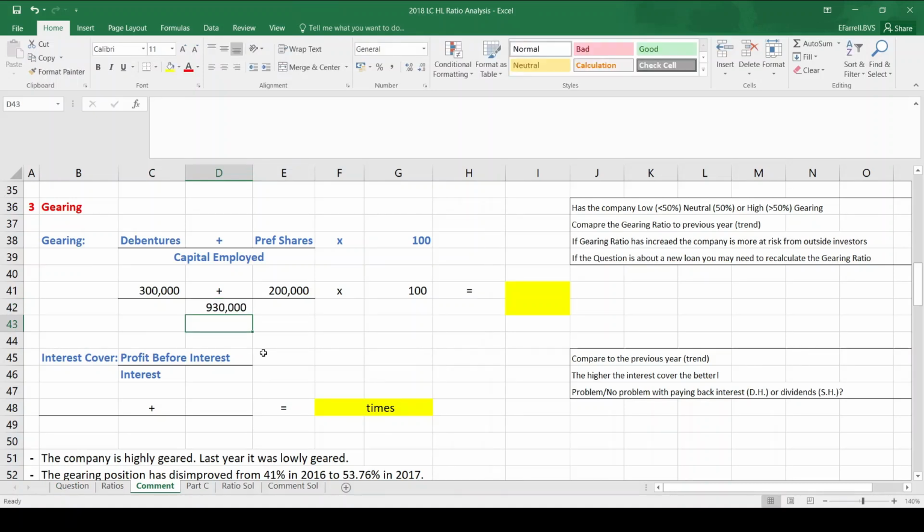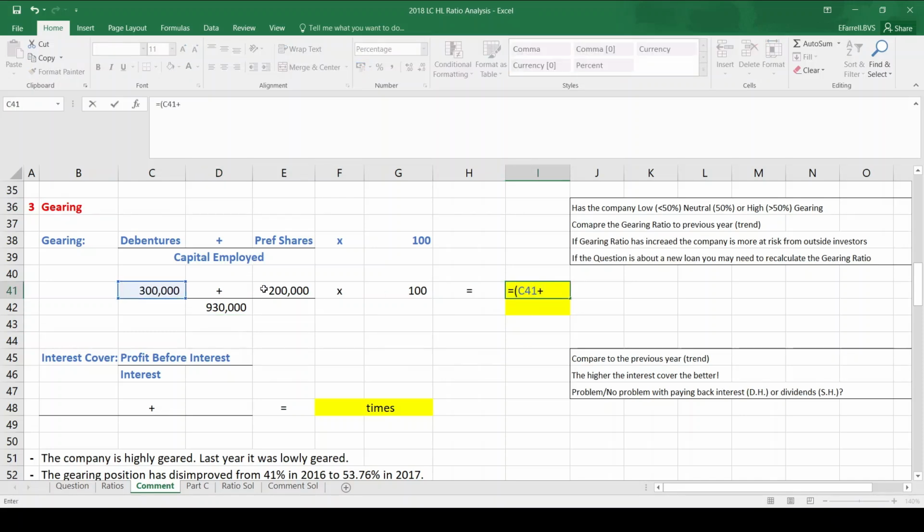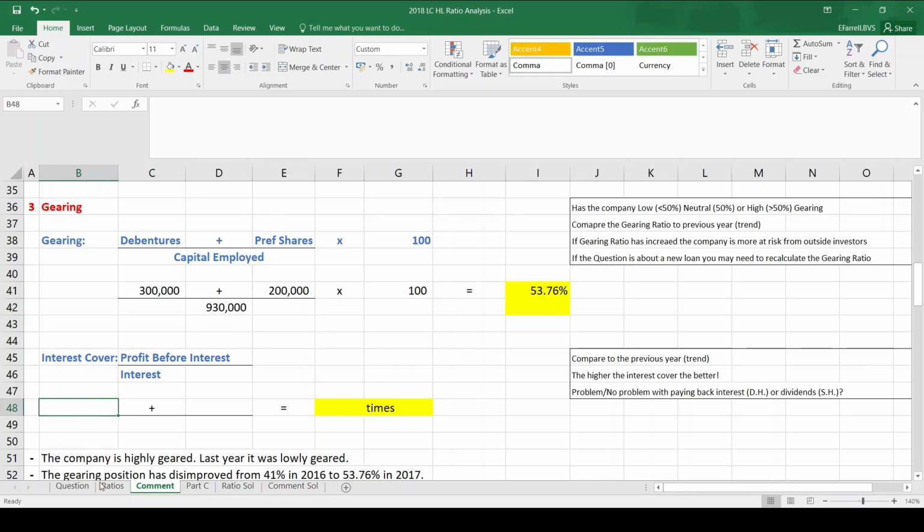And we're going to multiply that by 100 to get as a percentage. So it's going to equal 300 plus 200 divided by 930. So that comes to 53.76%.